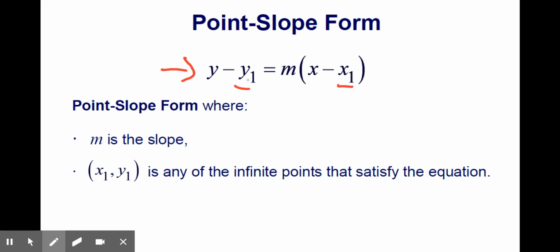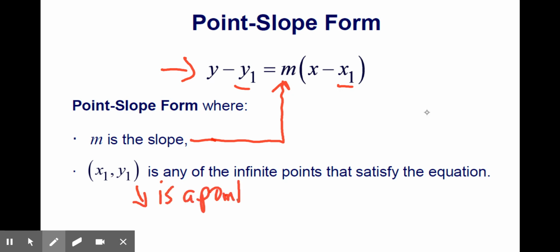So here's what point slope form does. It tells you m is the slope. Here's m, located right there next to the set of parentheses, easy to find. And x1, y1 is a point on the line. Here's your x1, and here's where you look for your y1. There's going to be numbers there.